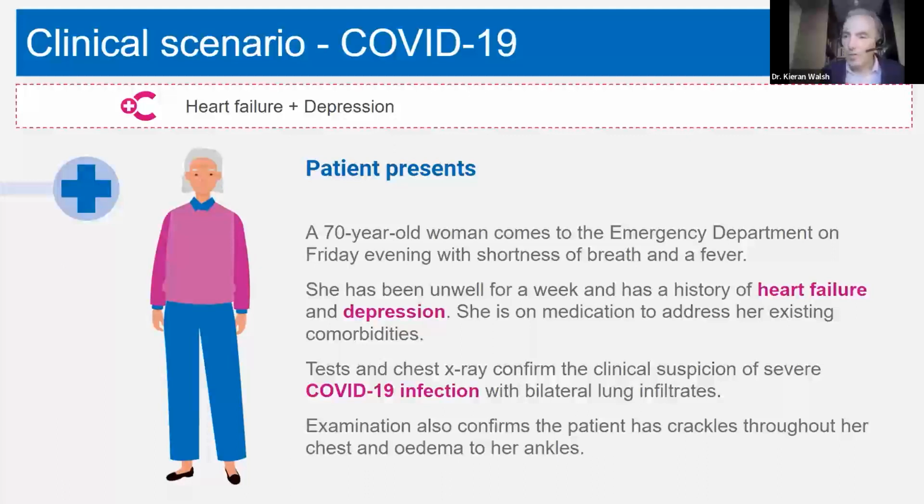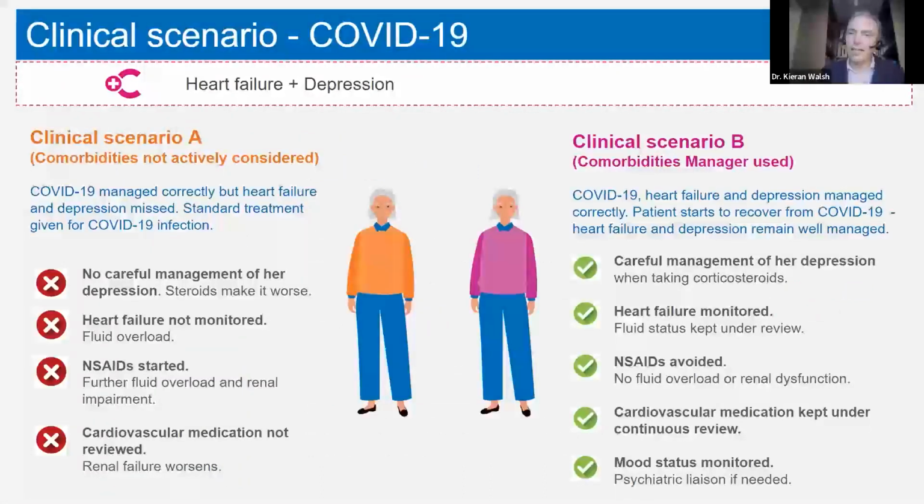So you don't need to be a geriatrician to work out the diagnosis here. It's COVID-19, heart failure, and depression. So it's not a diagnostic challenge, and yet it is a management challenge. Let's look and see why. So imagine for a second that the scenario splits in two. And in the scenario on the right, you manage the patient's acute illness and also the comorbidities.